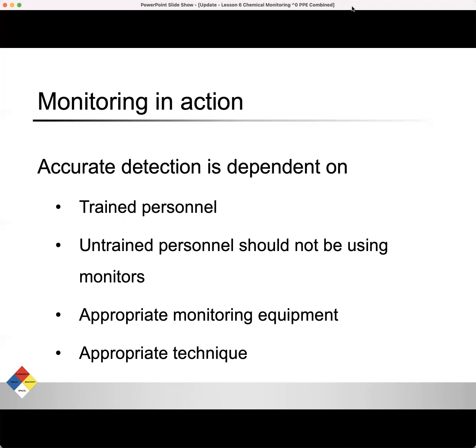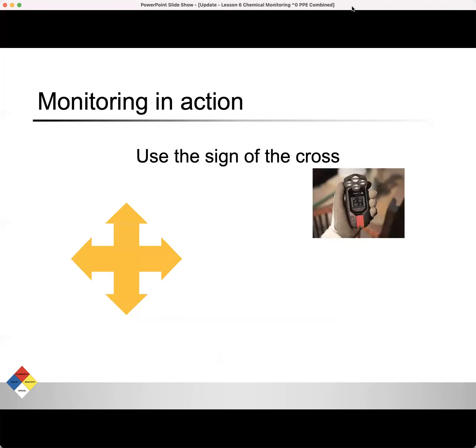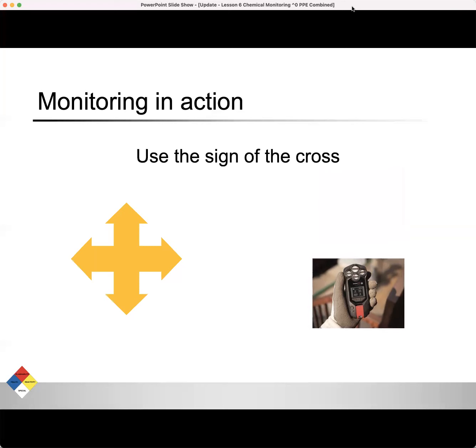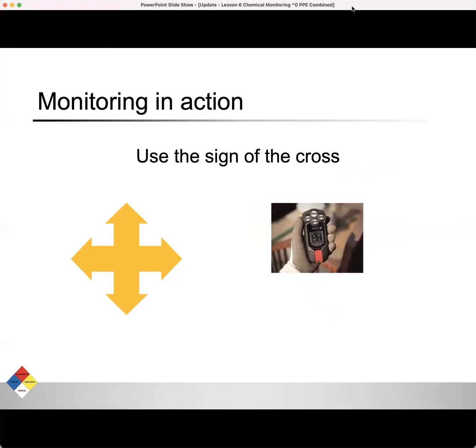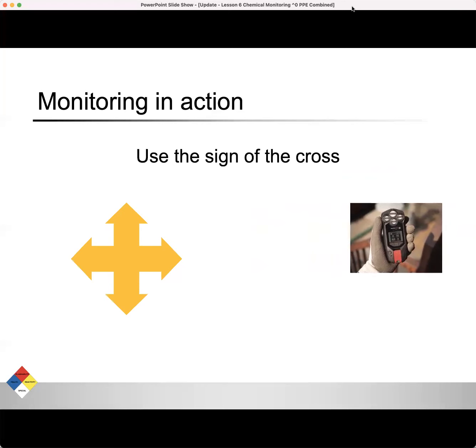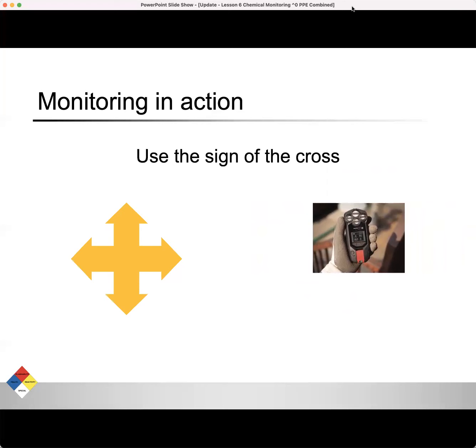And we need to use the appropriate monitoring technique. What's that? Use the sign of the cross. We're going to move the monitor in a pattern that helps detect chemicals no matter where they are. So you're going to move it from high to low, left to right. That way we can cover the appropriate areas.